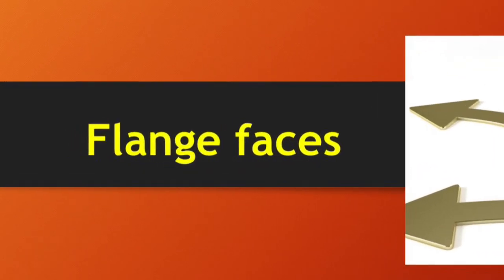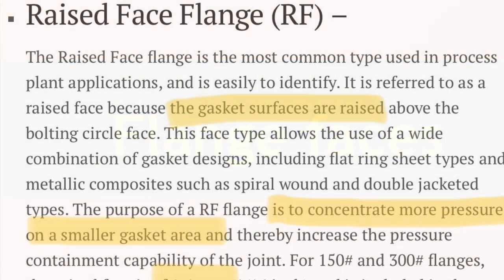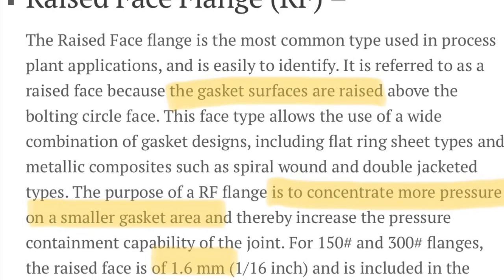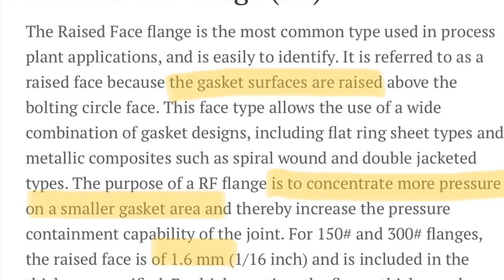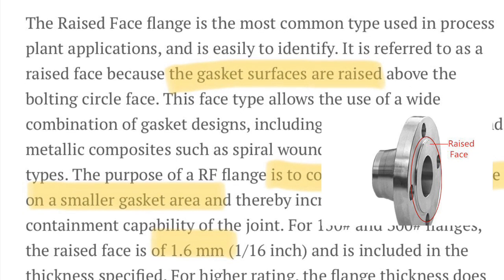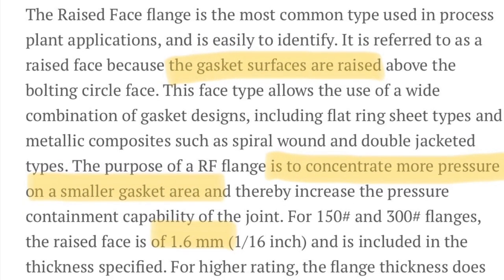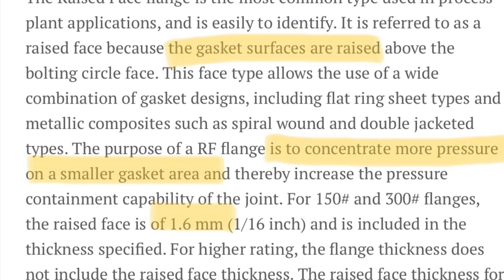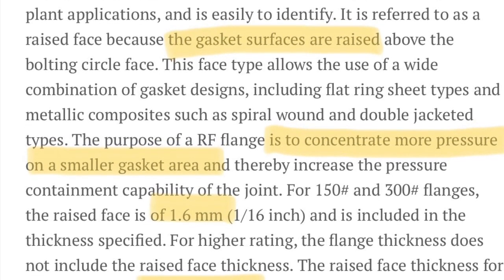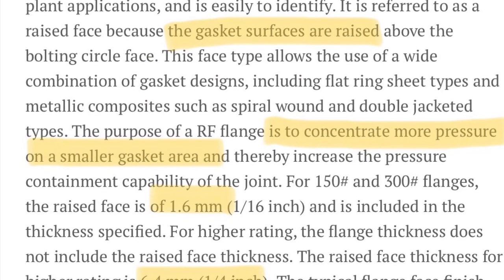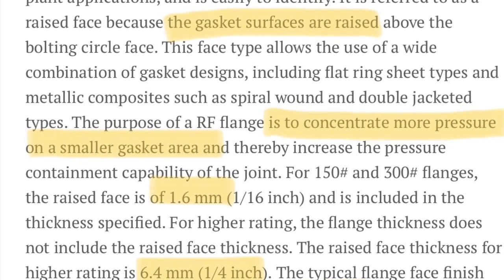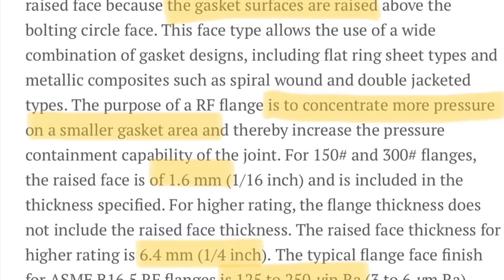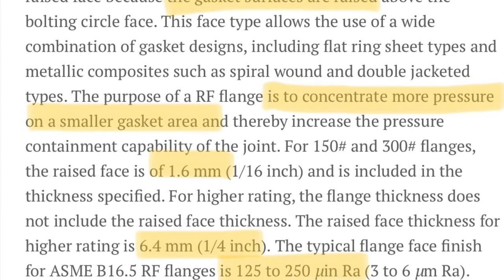And the next one is types of flange faces. First one is the raised face flange, which is the common type used in process plant applications. It is referred to as raised face because the gasket surface is raised above the bolting circle face. This face type allows the use of a wide combination of gasket designs. This flange is to concentrate more pressure on a smaller gasket area. The dimension of the raised face is around 1.6 mm for the class rating of 150 and 300 flanges. For above 300 class rating flanges, the raised face size is around 6.4 mm.